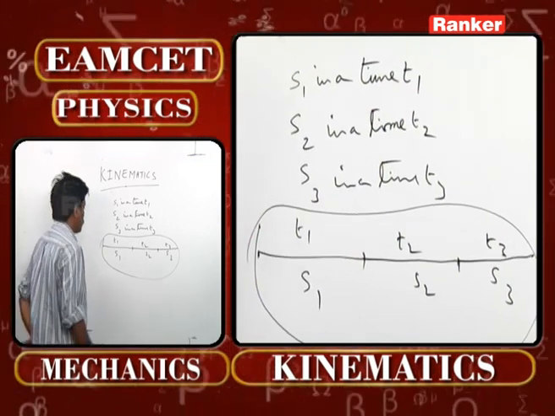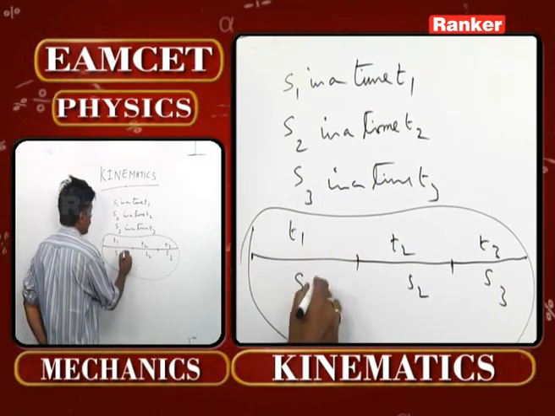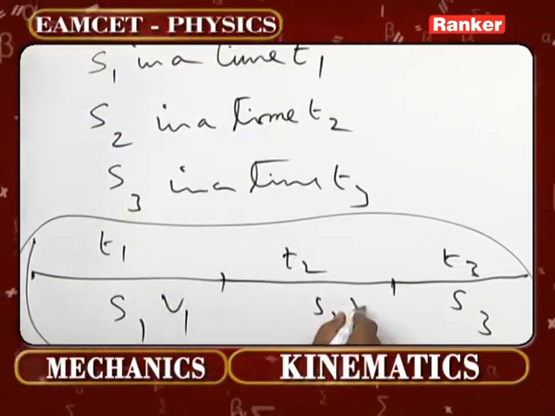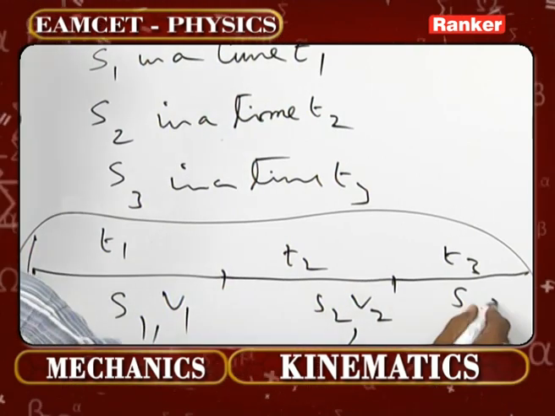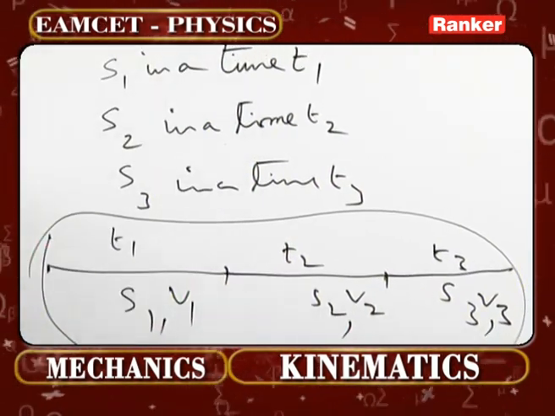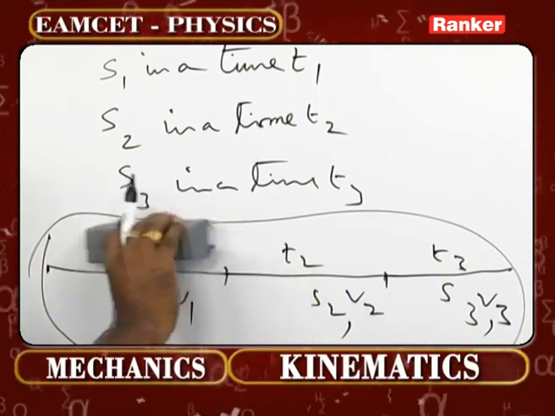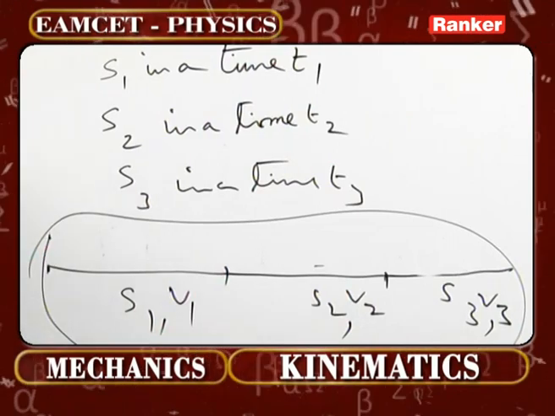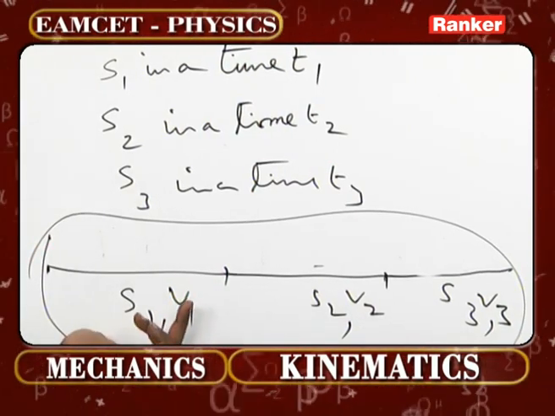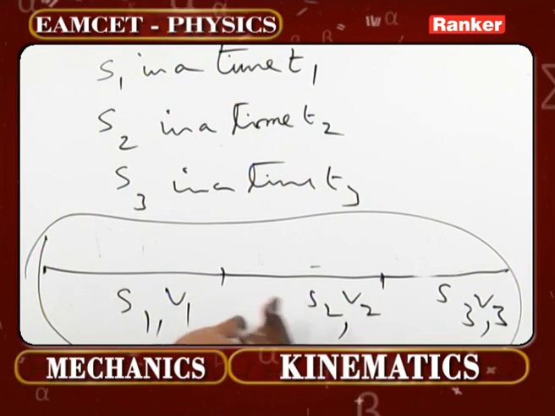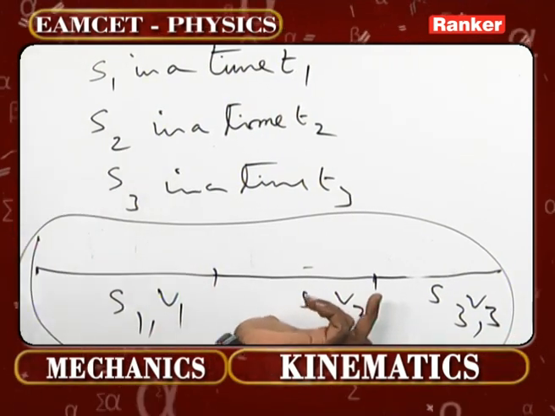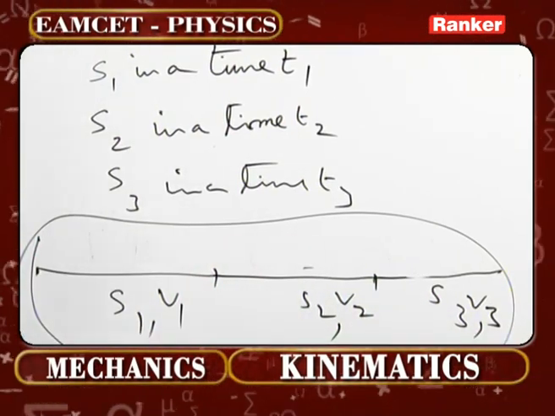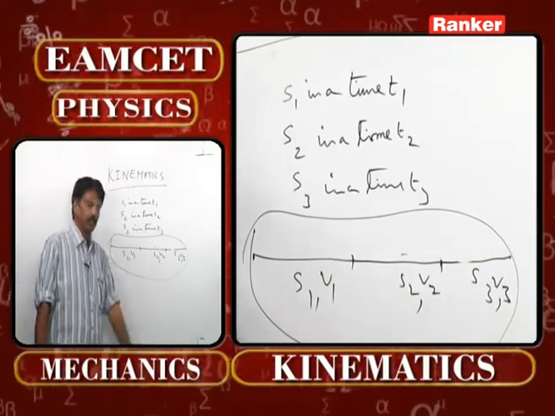Now if you take velocity in this period as V1, velocity in this period as V2, velocity in this period as V3, and time is not given, during the first S1 displacement, the particle has velocity V1. During the second S2 displacement, it has velocity V2. In the next S3 displacement, it has velocity V3. How to find the average velocity for the whole motion?